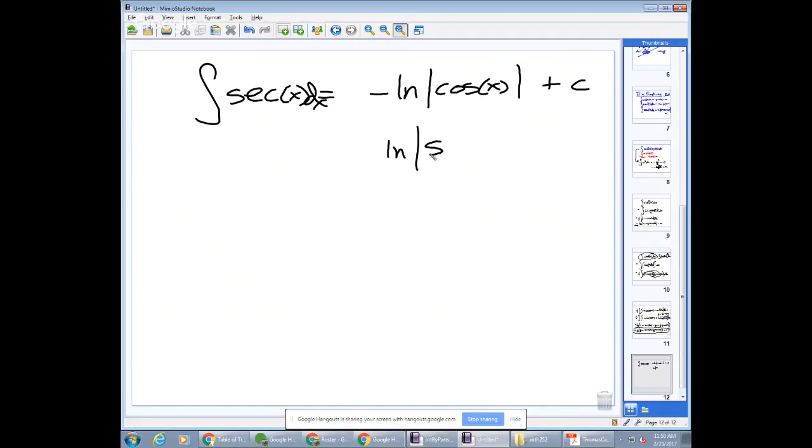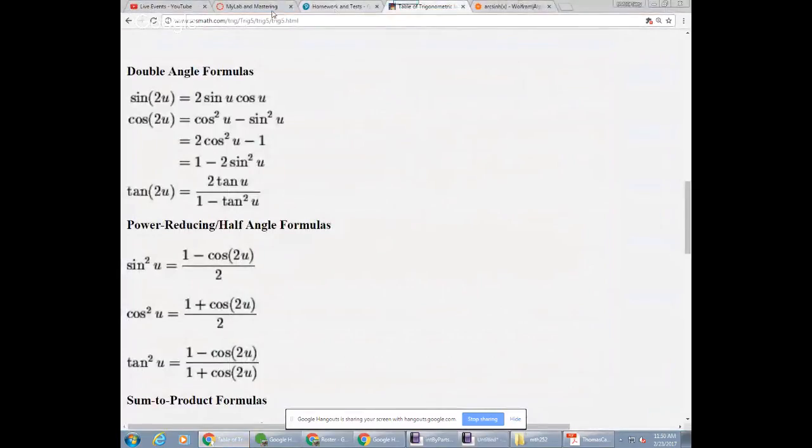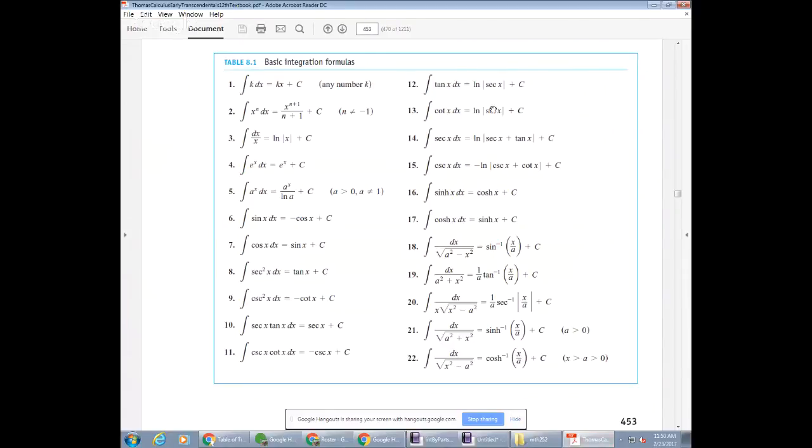Secant squared is tangent. Secant is 1/cosine. Now I forgot which one I mean. Let's see. Where's the book? Tangent, not secant. That's right.